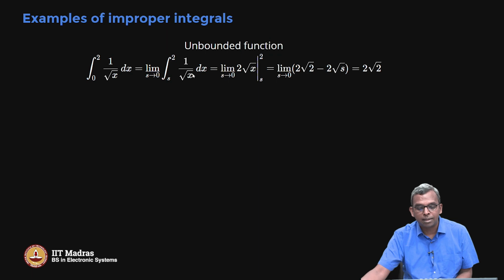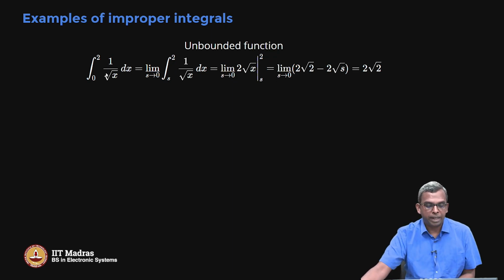What is the antiderivative of 1 by root x? It is 2 root x. So, use the fundamental theorem of calculus, you get 2 root x evaluated between s and 2. Between s and 2, it just comes out as 2 root 2 minus 2 root s. If you take the limit as s tending to 0, this will go away, you will get 2 root 2. So, a lot of people, when they do improper integrals, will happily forget this limiting operation.